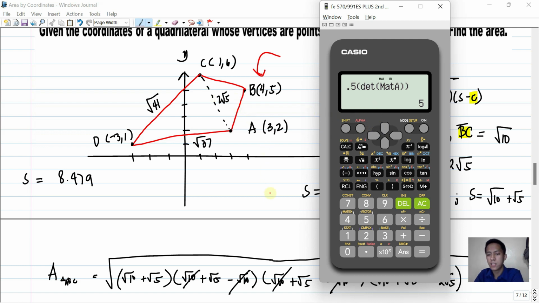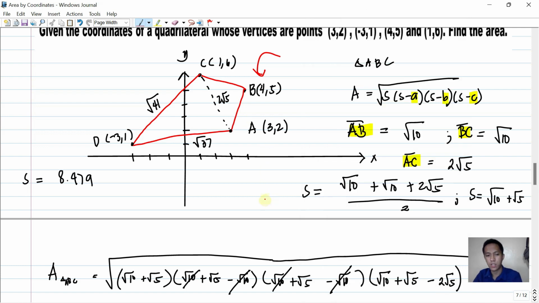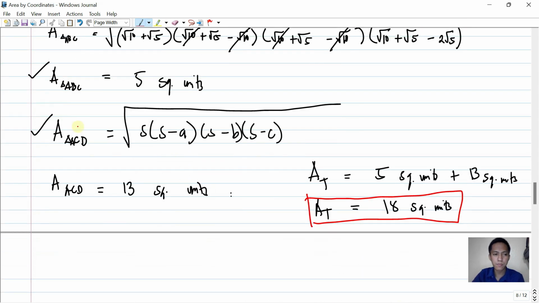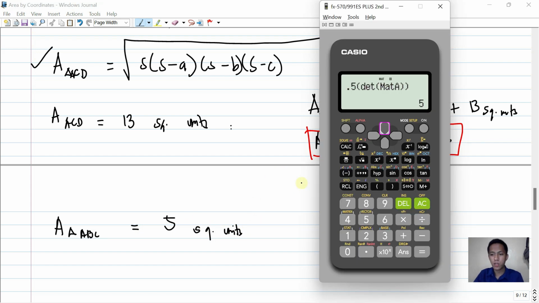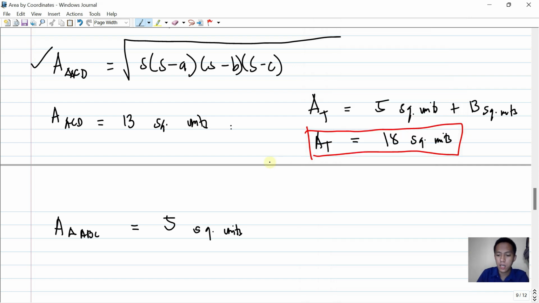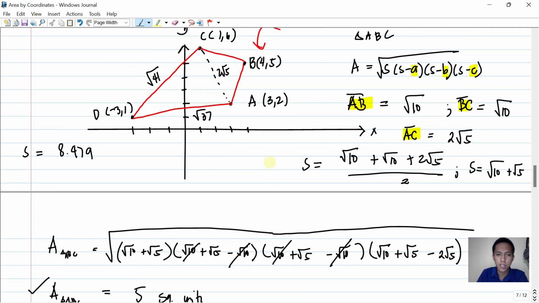So it matches our computation. So that is 5. Okay, right? That's 5 square units. So the area of triangle ABC using our calculator technique is also, of course, 5 square units. So let's try our calculator technique on our second triangle.